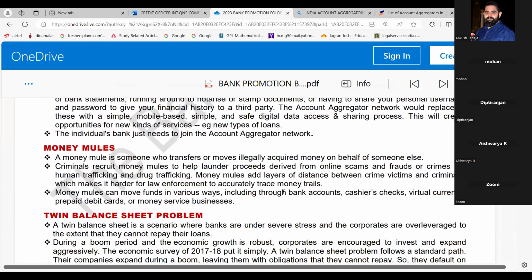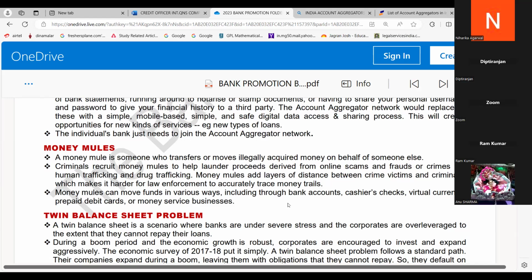Money mule is someone who transfers or moves illegally acquired money on behalf of someone else. Criminals recruit money mules to help launder proceeds derived from online scams and frauds or crimes like human trafficking and drug trafficking. Money mules add layers of distance between crime victims and criminals, which makes it harder for law enforcement to accurately trace money trails. Money mules can move funds in various ways, including through bank accounts, cashier's checks, virtual currency, prepaid debit card, or money service businesses. Yeah, very good.